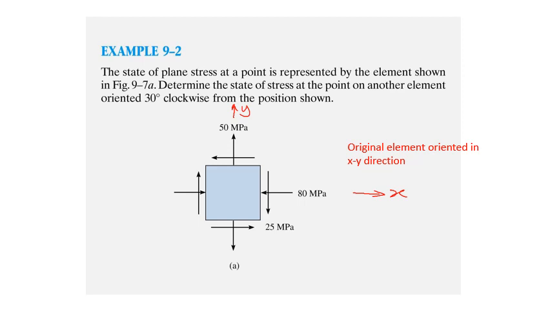Here, it says find the stresses or state of stress at this same point when we orientate this element 30 degrees clockwise. So what it wants us to do is rotate the stress element 30 degrees. So the final direction will be x prime, which is 30 degrees to the original direction. In the simplified equation, we have sigma x plus sigma y over 2 and so on. Now, sigma x in this case is 80 megapascal.